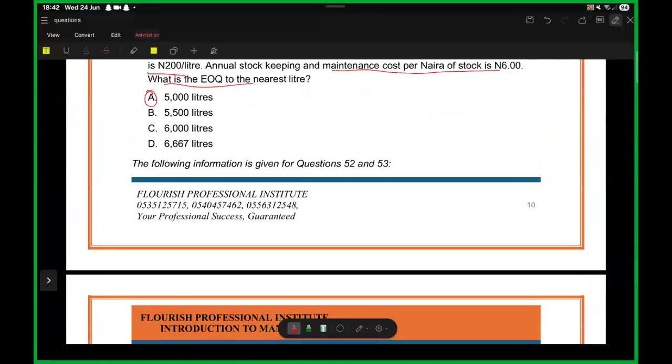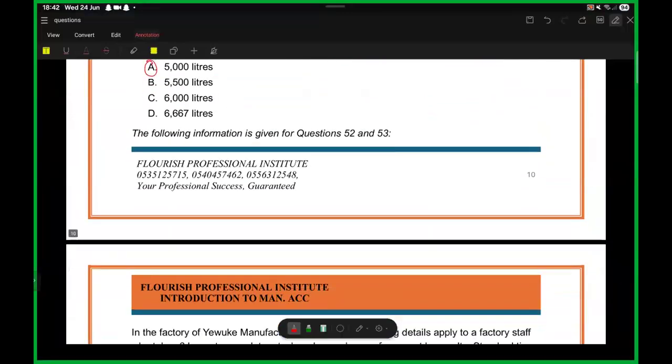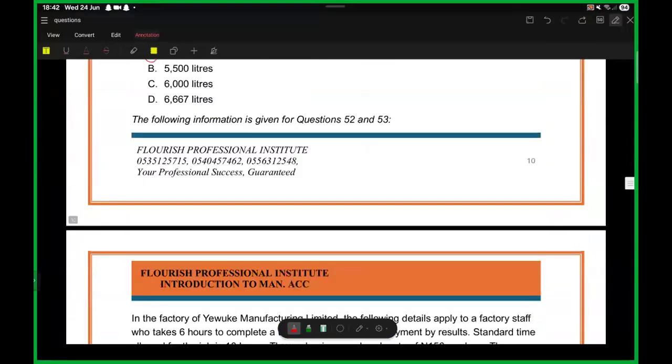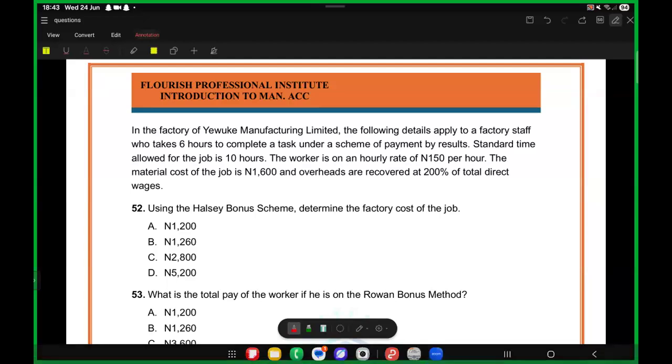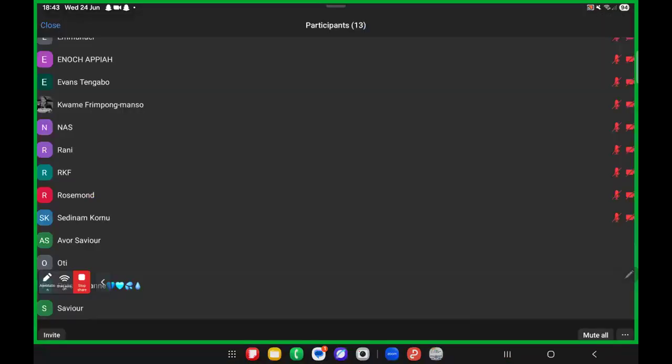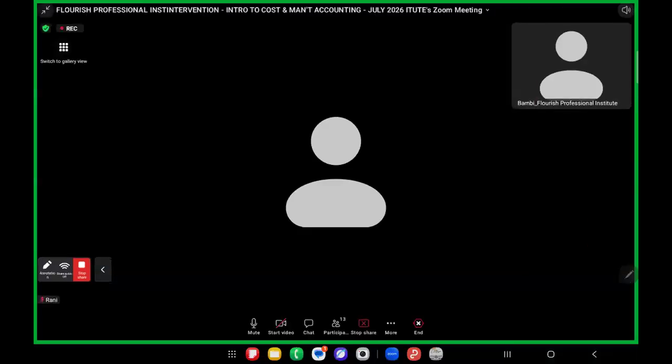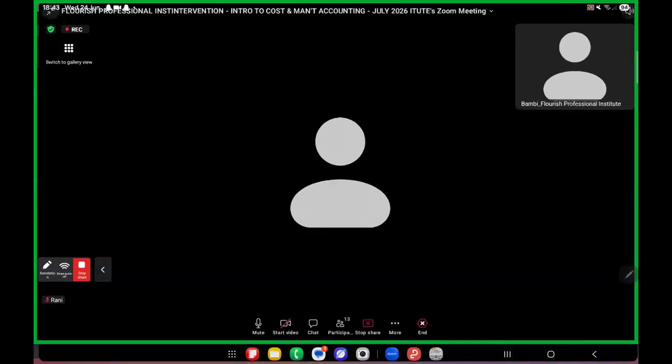Yes, please. All right. Now we are told that the following information is given for questions 52 and 53. I just want someone to help read the question so that we can do the calculation. Can I get someone to read the question? Guys, won't I get any volunteer? This evening, dear. All right, no problem.